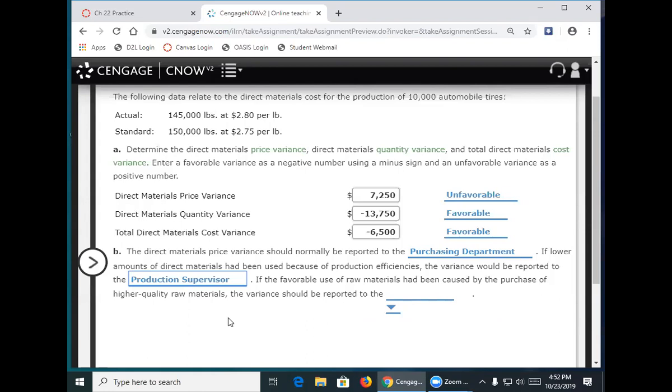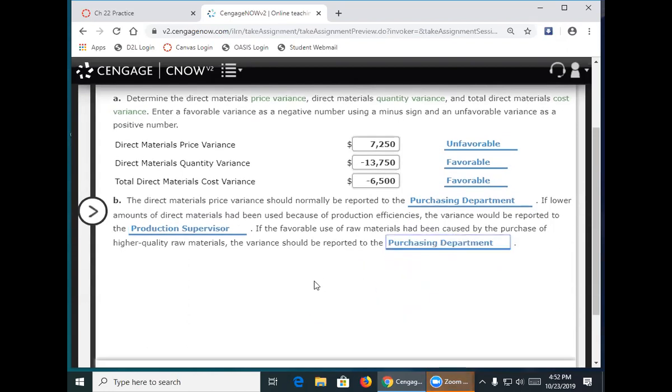And then the last one, it says, if the favorable use of raw materials had been caused by the purchase of higher quality raw materials, that would go to the purchasing department. Okay.